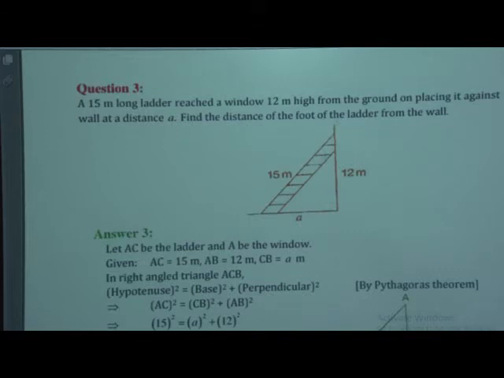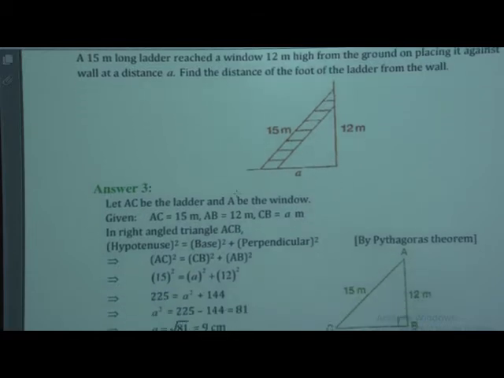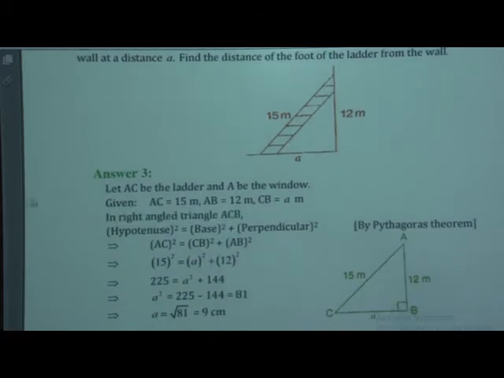Now you know, by seeing the figure, which is a rough figure, that it is a right angle triangle, so we have to use the Pythagoras theorem. It will help us to find out the steps of this. So let AC be the ladder. We are considering a rough figure. Already the figure is given here, so I had explained it to you.